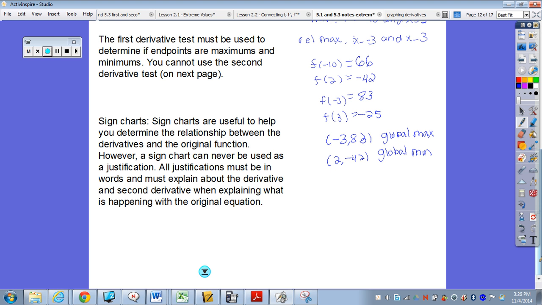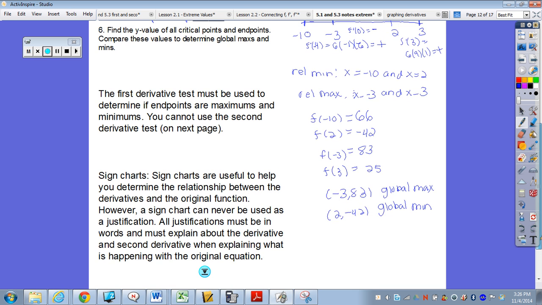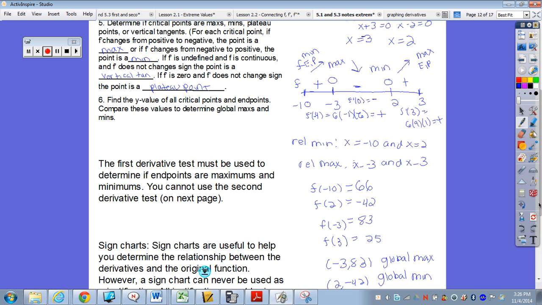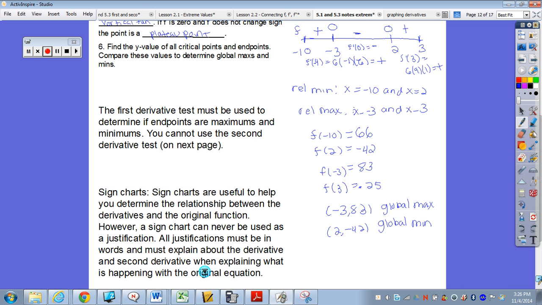Now you have to find the y values, especially if you don't have a calculator, because if you look at this, 66 doesn't look like a max because it's much bigger than -42 and -25. But it is because the function's going up to 83 between there. So this makes it a relative min. But you need to find the y values to find the global.